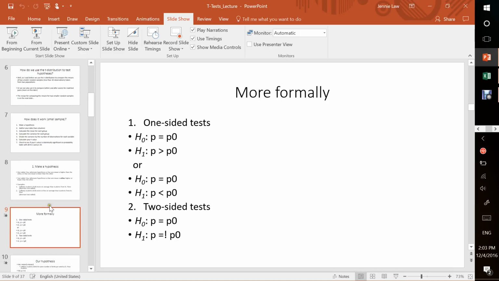So we've gone through these slides where we're talking about how we could set this up mathematically. Our null hypothesis is the same for one-sided or two-sided, and that's just that the means are equal. And then for our one-sided test, we would specify either that one is larger or one is smaller, and then the two-sided test is just that one mean is not equal to the other mean.